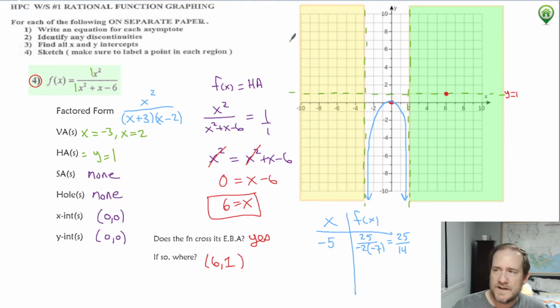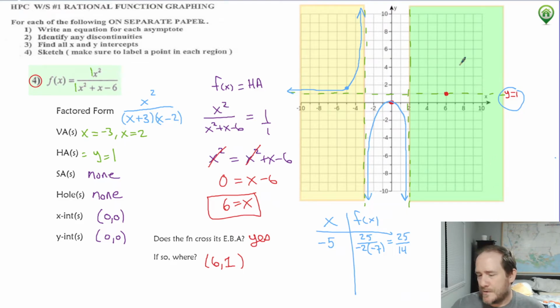But again, all I really care about is, am I above or below this asymptote? And this asymptote is 1. So 25 over 14 is definitely greater than 1, but it's not quite 2. So at -5, I'll plot a point at 1, but not quite 2, somewhere in between. Doesn't have to be perfect, but I know there's a point right there. And that one point tells me that my graph must live entirely above this asymptote, hit there, continue up and out.